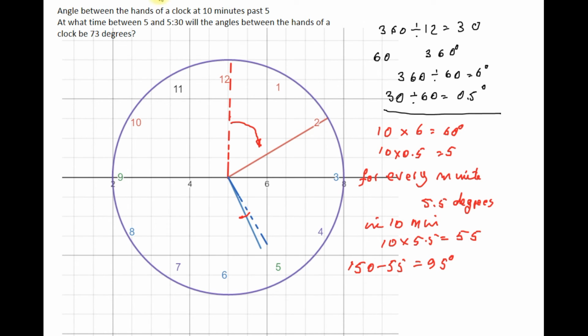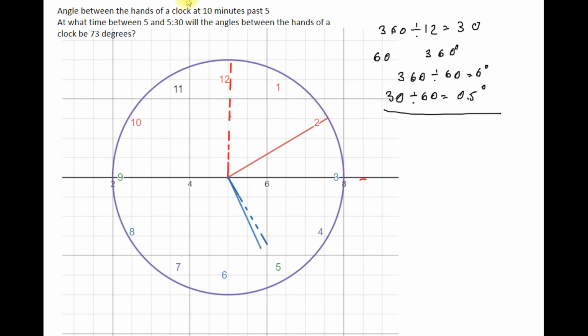Now for the second part, we want to know at what time between 5 and 5:30 the angle between the two hands will be 73 degrees. Again, we're talking about the smaller angle between these two.